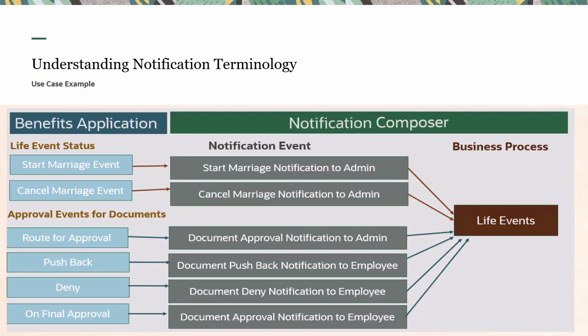And now you can see how that maps in Notification Composer using some of this terminology. The notification event for start marriage event is start marriage notification to admin. Cancel marriage event is cancel marriage notification to admin. And the same thing, you can read through them. I won't go through every one, but route for approval, pushback, deny, on final approval. Those are all defined events in Notification Composer. And then you can see how these map together in the business process called life events. All of these are mapped to this business process because this is where it's triggered.